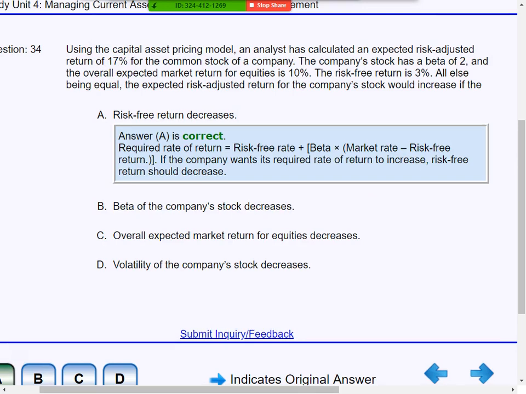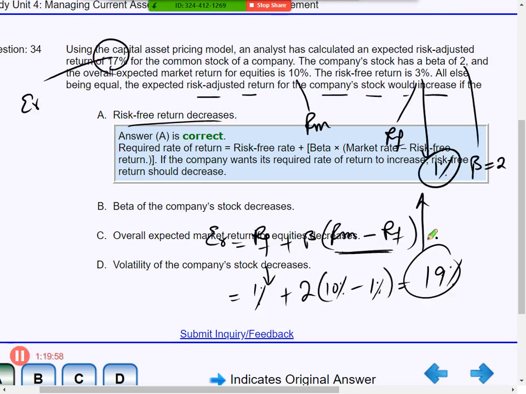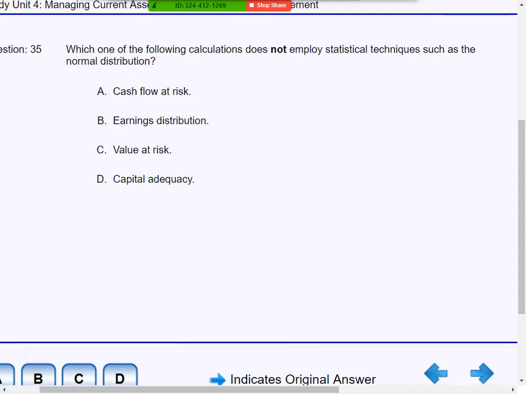Right? You just plug the numbers, you get the answer. You could have done it without the formula. Just look at this. If RF falls, the differential, whatever comes, will be multiplied by beta, which is 2. So this 2 multiplied by a larger number will increase the expected return. So that's why if the RF falls, the ER goes up.